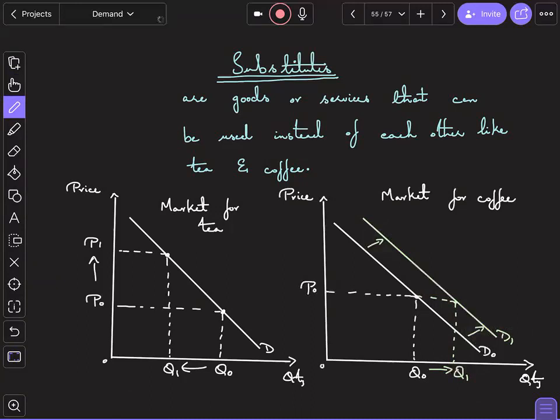So whenever there is an increase in the price of one substitute, the demand for the other substitute will shift outwards, or the demand will increase at the same price. And if there is a fall in the price of one substitute, then the demand for the other one will shift inwards, and people will switch towards that product. This happens when the goods can be used in place of each other. Now let's discuss the complements.